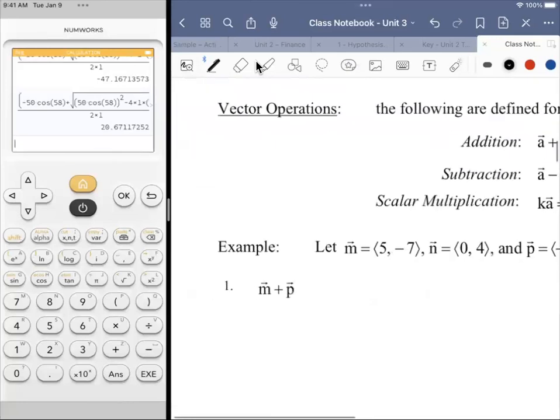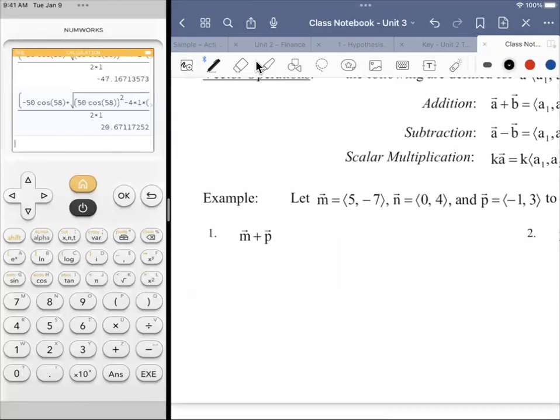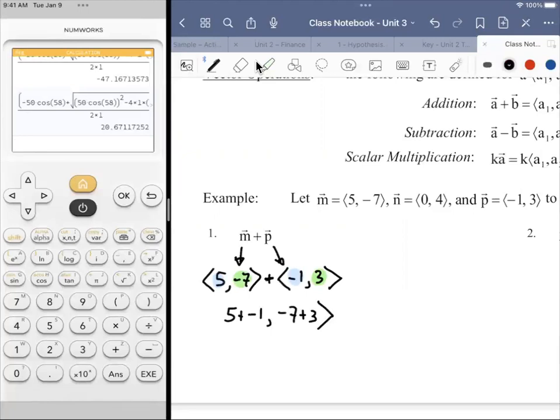Right? When I say M plus P, well, here's M. Here's P. I'm going to add them together. So when I add two vectors, I add the X components and I add the Y components. So that'll give me a 4 and a -4.